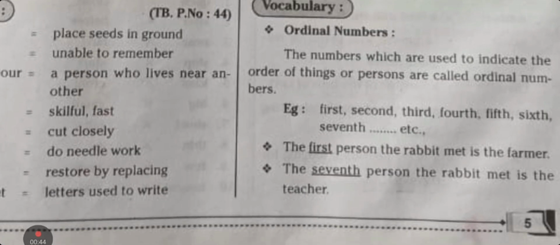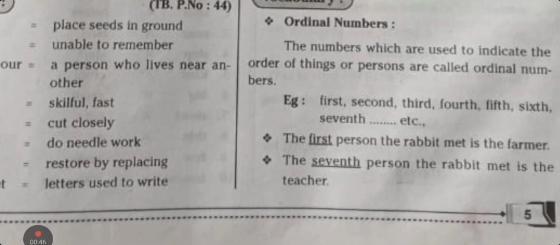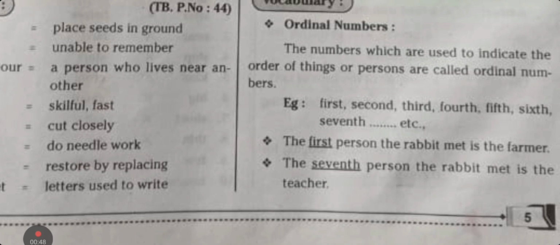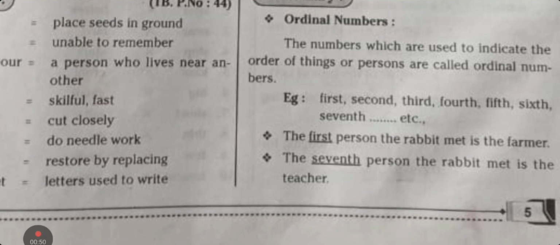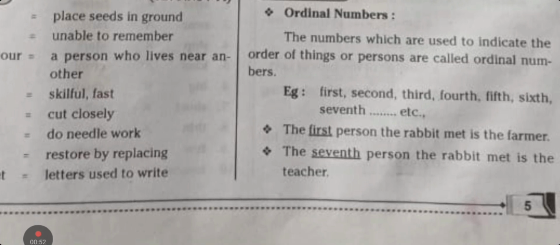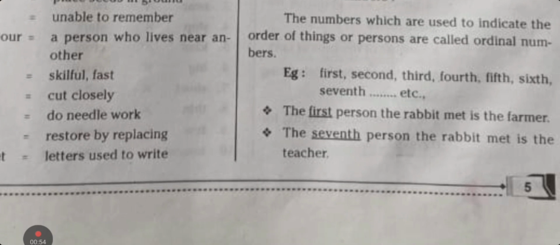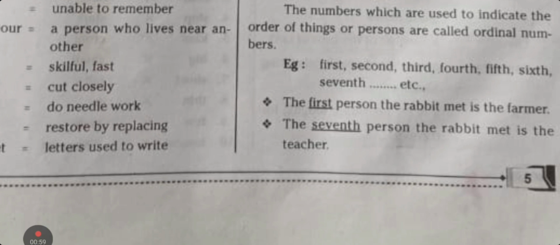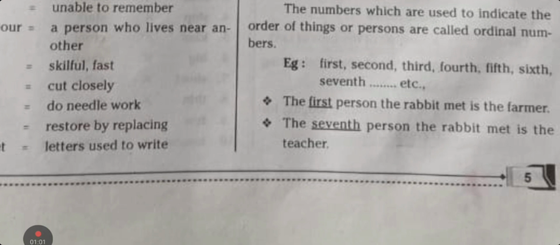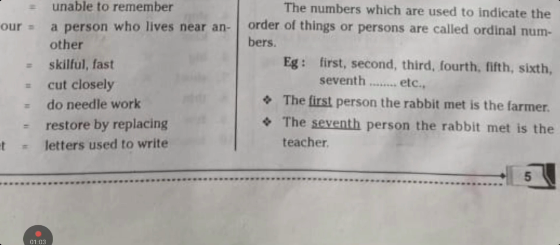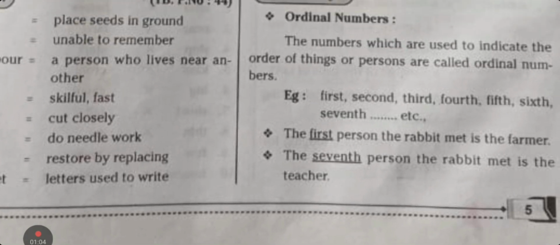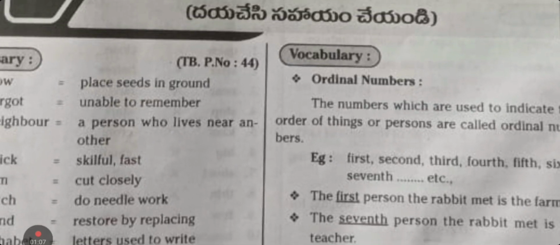Vocabulary, ordinal numbers. The numbers which are used to indicate the order of things or persons are called ordinal numbers. Example: first, second, third, fourth, fifth, sixth, etc. Let's see the examples. The first person the rabbit met is the farmer. The seventh person the rabbit met is the teacher. These are the examples. Let's see another part.